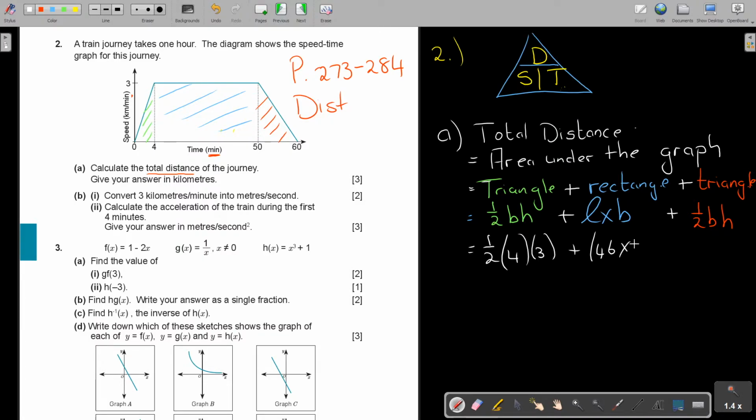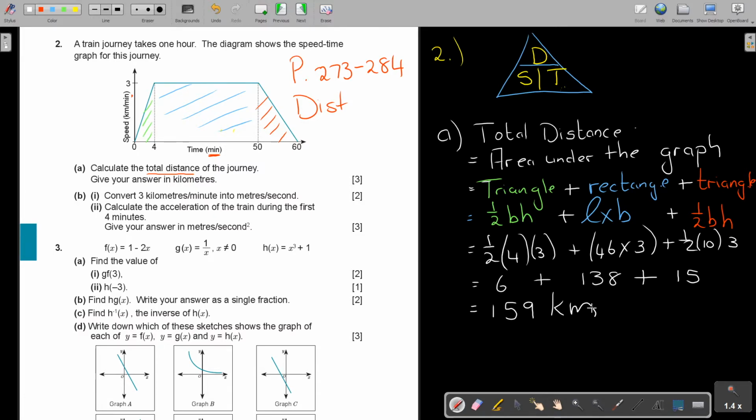And what is the breadth? That's going to be 3. Okay. What is going to be your base? 60 minus, it's 10. And what is your height? 3. And then if I multiply this, I get 6. If I multiply this, I get 138. And if I multiply again, 138. If I multiply this, I get 15. And that is going to be 159 kilometers. Okay. That's the total distance. Easy.